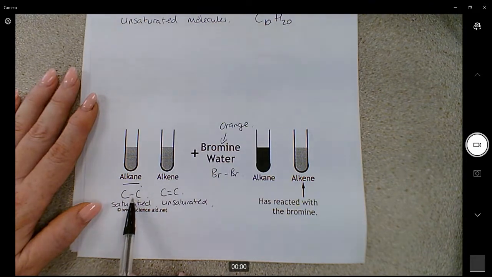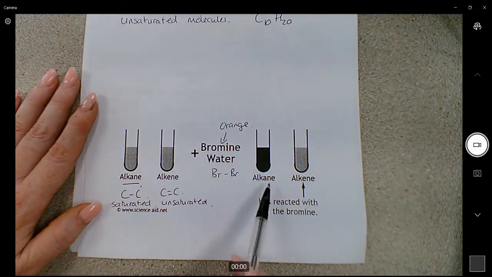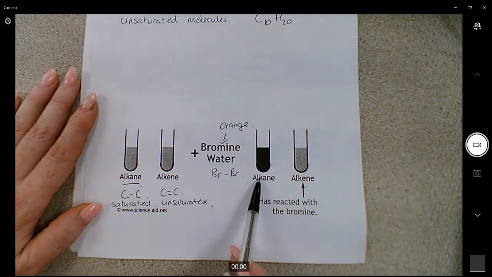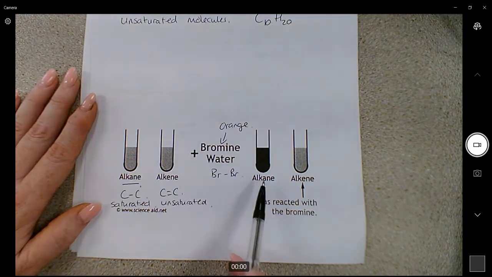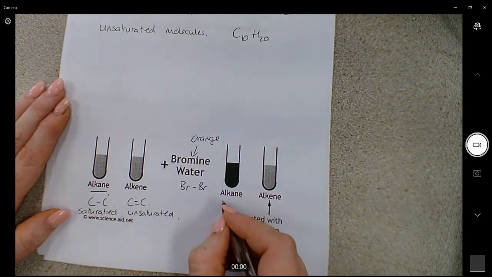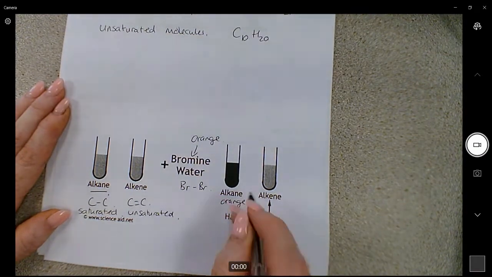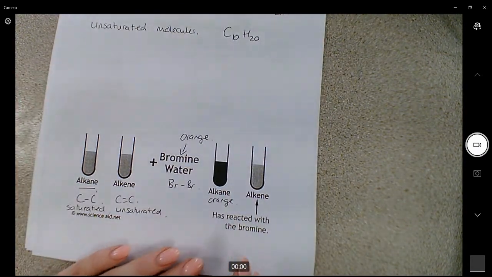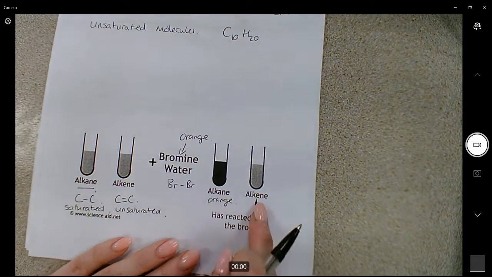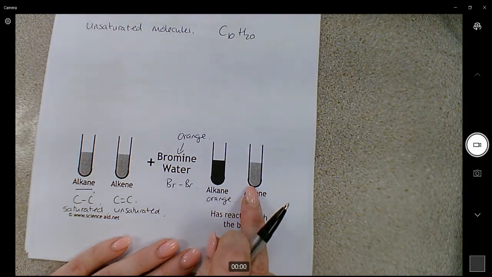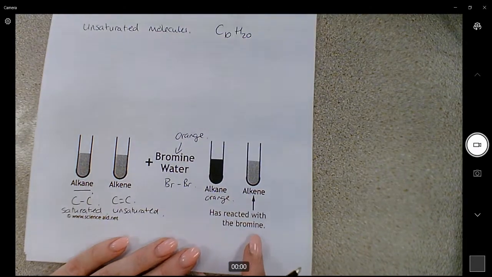Here, we've got our single carbon-to-carbon bond. That's not going to be able to do that. So when we look at the results of the experiment, can you see how the alkane will stay orange in colour? It's obviously in black and white, so we've not got a photocopied colour here. But can you see how the alkene actually changes the colour of it? It has reacted with the bromine.